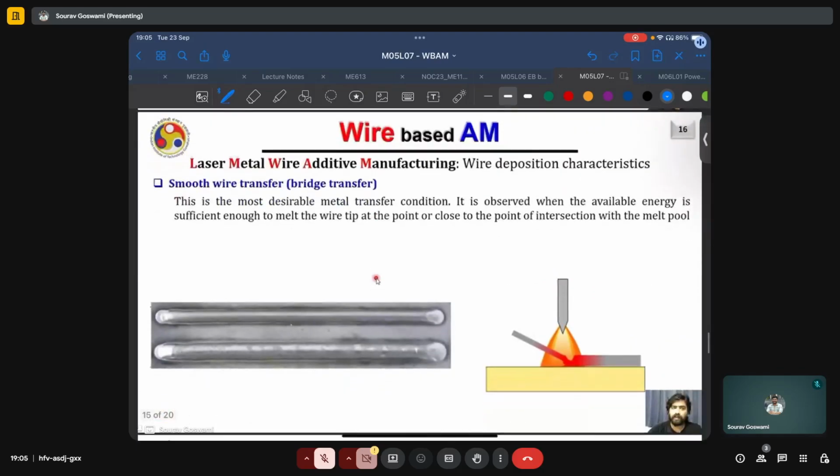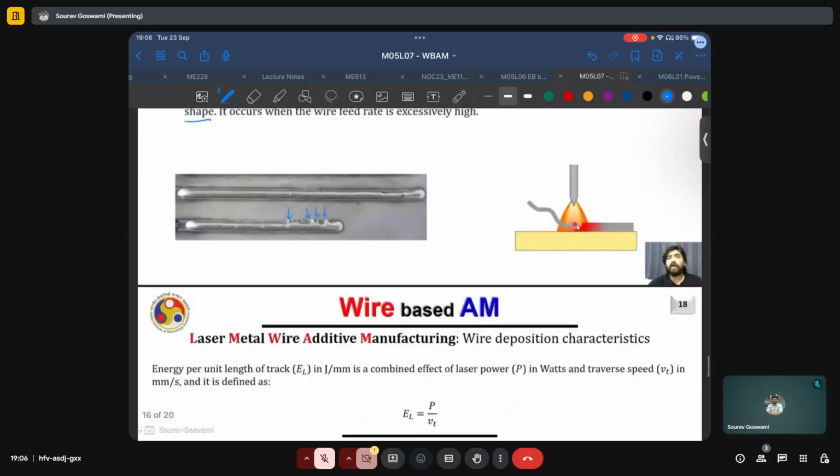The optimum case which you want to achieve is that of bridge transfer or smooth wire transfer, which is the most desirable metal transfer condition, observed when the available energy is sufficient to melt the wire tip at a point close to the intersection within the melt pool. And this results in uniform and really neat tracks as shown in the figure.